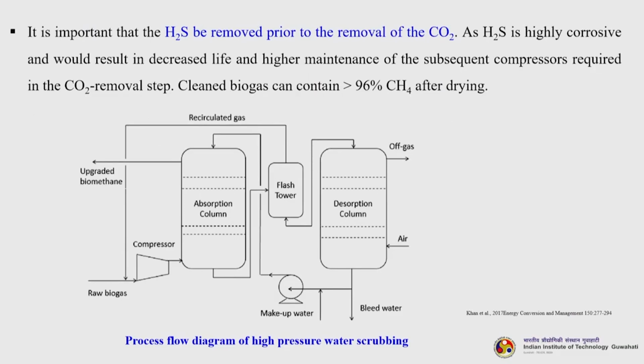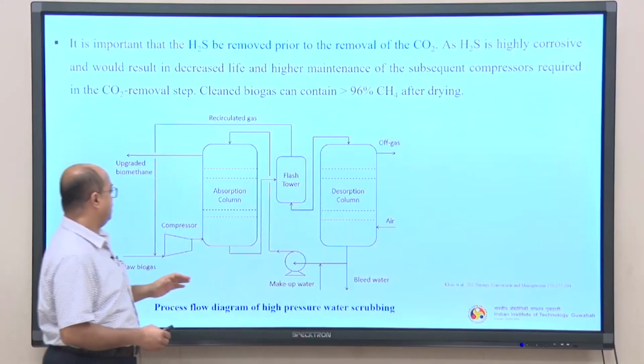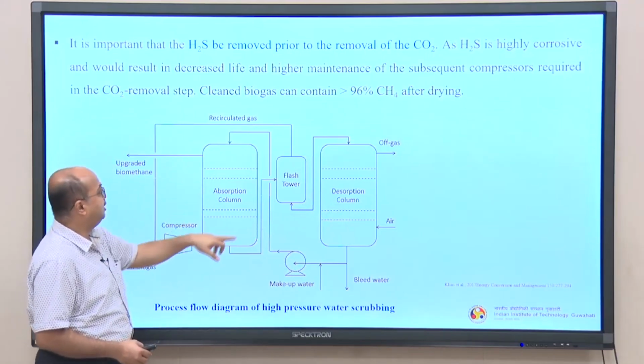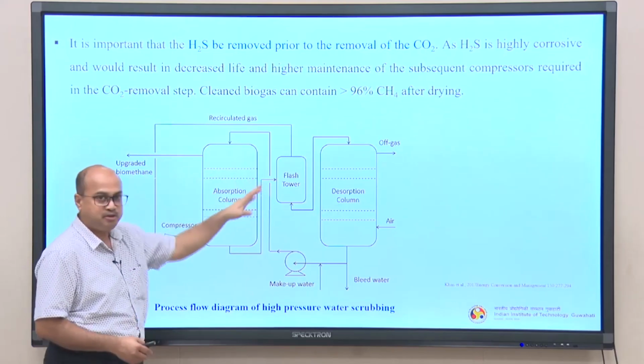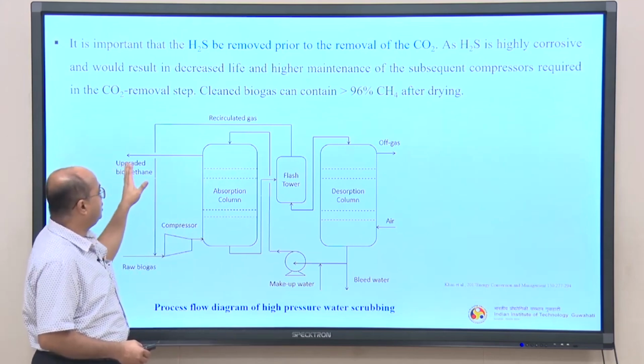So, this is the process flow diagram of a high pressure water scrubbing. You can see two columns, one is the absorption column, one is the desorption column. Here the raw biogas is compressed and fed to the absorption column, then in between there is a flash tower. So, upgraded biomethane you will get here.